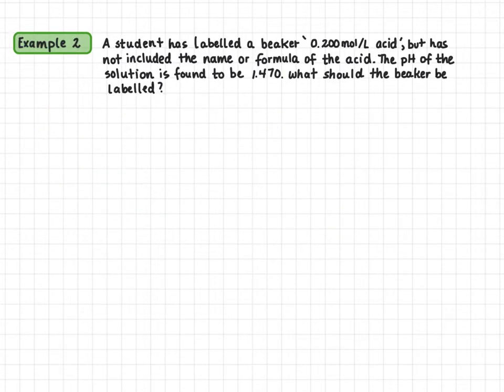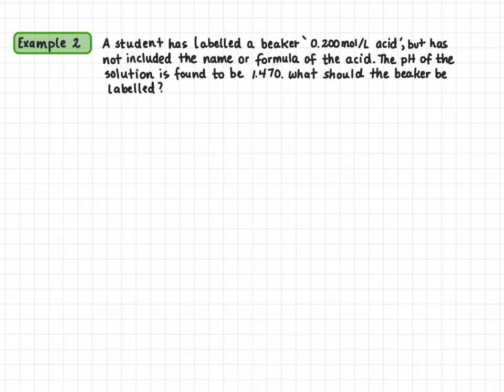In our second example, we have an unlabeled beaker. A student has labeled a beaker 0.2 mole per liter acid, but has not included the name or formula of the acid. The pH of the solution is found to be 1.470. What should the beaker be labeled?